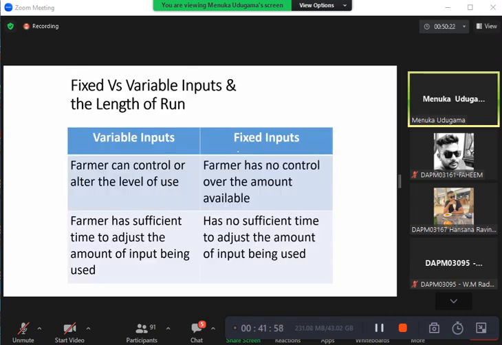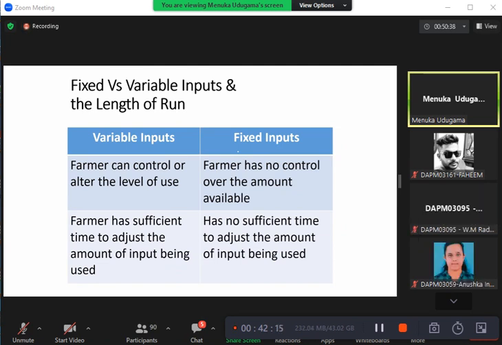So to do that, we have to understand the use of inputs or the type of inputs used. So there are two types of inputs. We say variable and fixed inputs. Okay, so have a read. Just read through the slide and see if you can think of any examples of variable and fixed inputs.